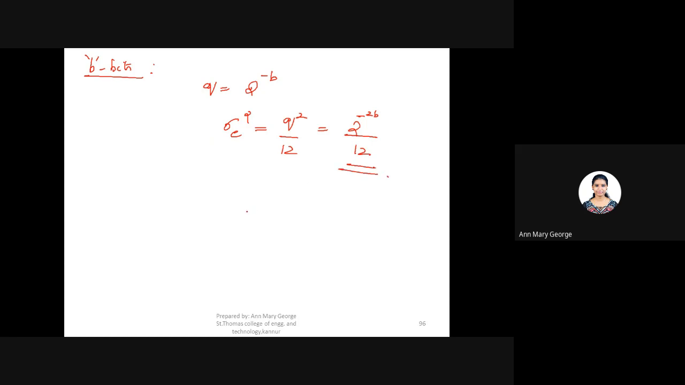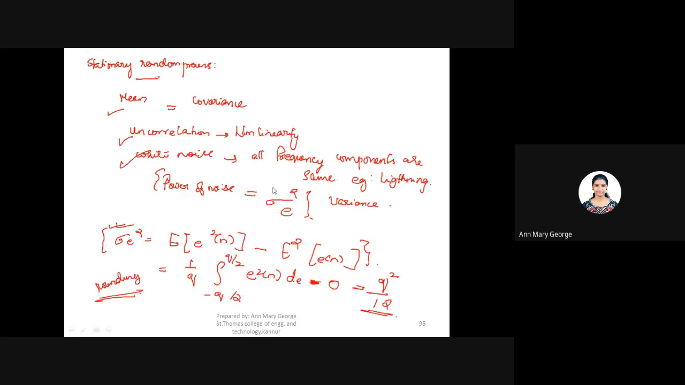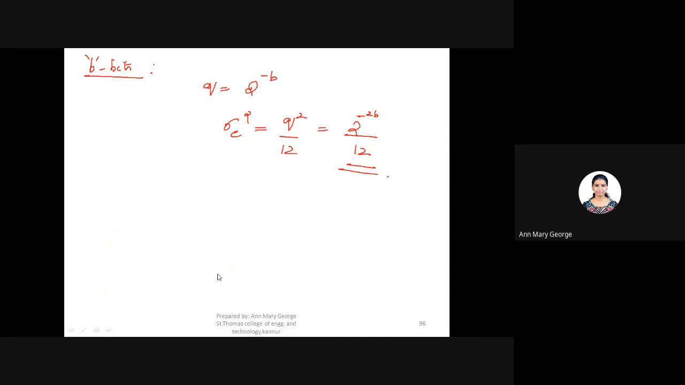We have seen rounding here: we considered the stationary random process and defined its rounding process, and also considered the b number of bits. Next we will see the truncation.